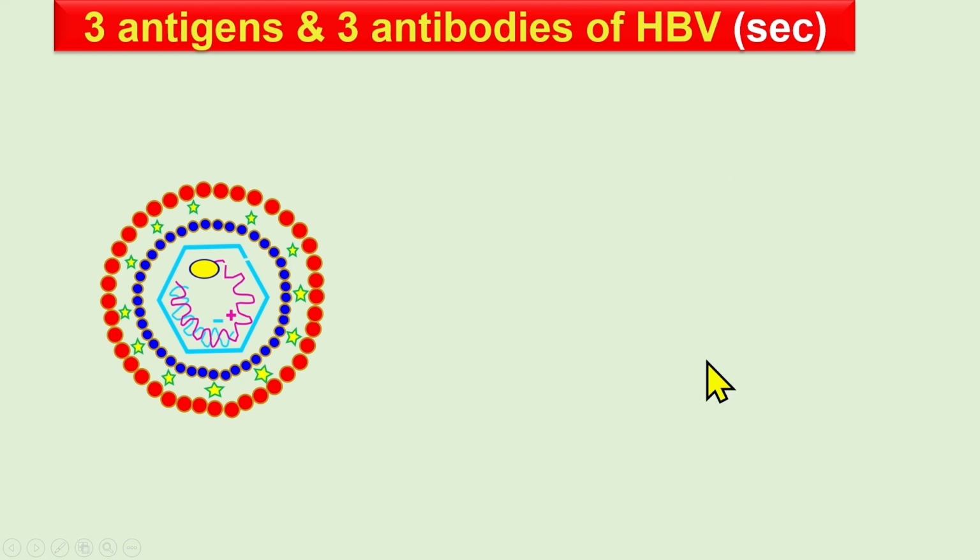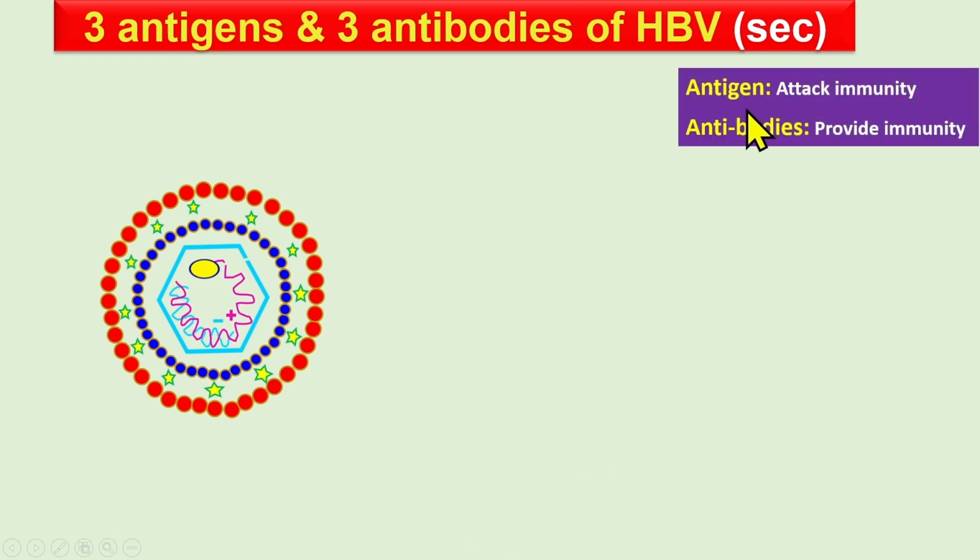These are the three antigens. So we are coming back. First of all, what is an antigen? An antigen comes from the virus, which attacks the immunity. In response to that, the human body's immunity activates and forms the antibodies. The antigens are present in the viral structure, and the antibodies are produced by the human, which provide immunity. So what are the three main antigens?